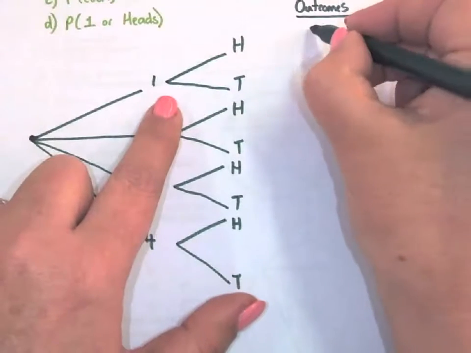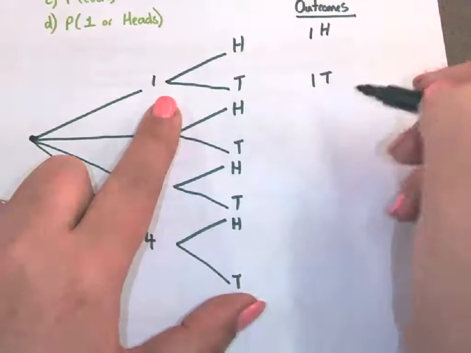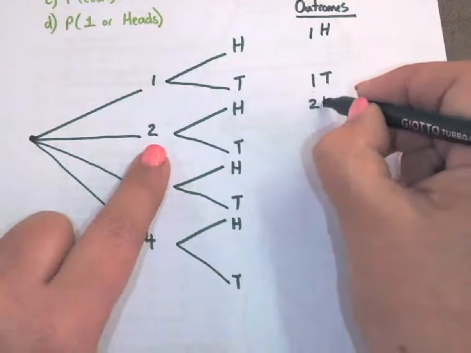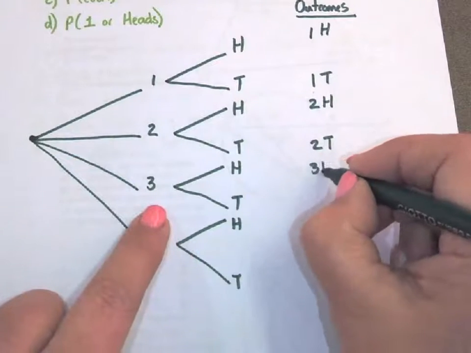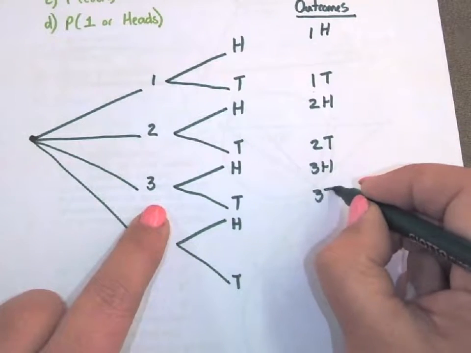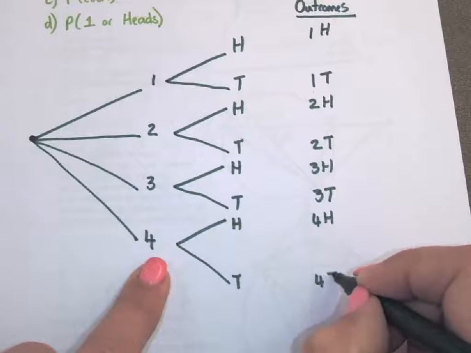The first outcome is 1 head or 1 tail. Then you get 2 head or 2 tail. 3 head or 3 tail. 4 head or 4 tail.